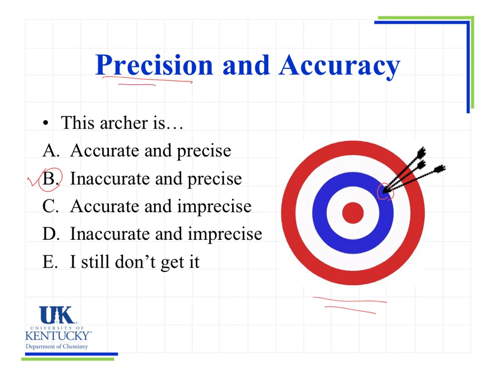So in this example, we want to hit here, but we do not hit here, we hit there, okay? So it's not close to where it should be, okay? So is it accurate? No, this is talking about accuracy. So it's not accurate, but it's very precise. So inaccurate and precise. So it's B. Okay, that was the end of our video.